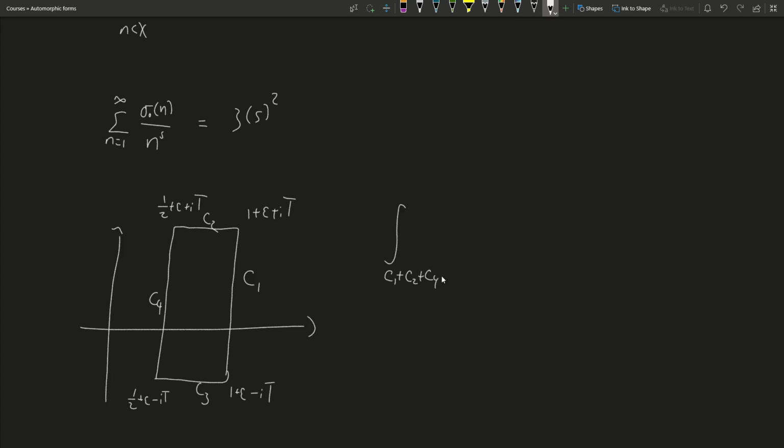Cauchy's residue theorem says that if we take the integral along this contour, C1, C2, well, I guess C4, C3, of the square of the Riemann zeta function times x to the s ds over s, this is going to be 2 pi i times the sum of the residues of zeta of s squared x to the s times 1 over s. And this is going to be a sum inside C.